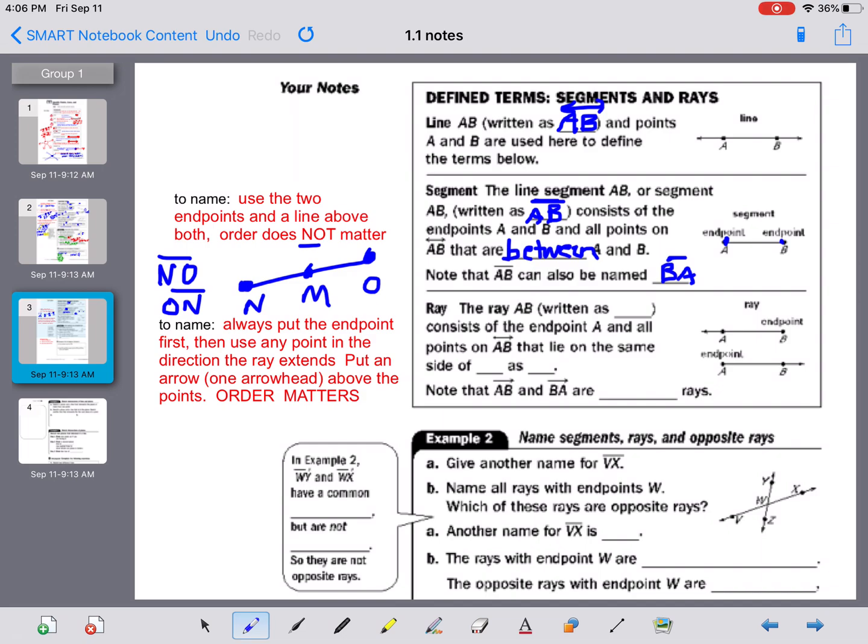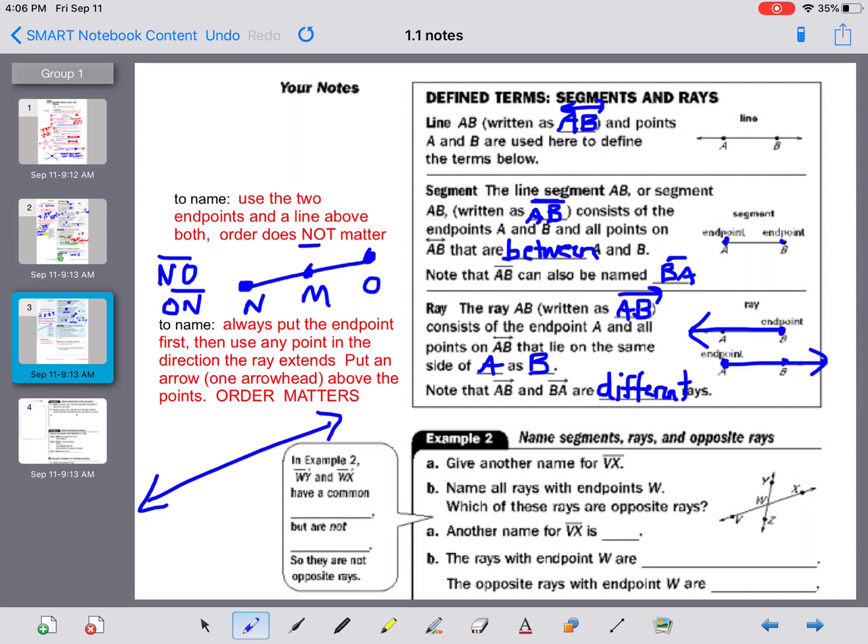Ray AB can be written as AB with an arrow above it. It consists of the endpoint A and all the points on ray AB that lie on the same side of A as B. Okay, so here's ray AB. It starts here and it goes through B and it keeps going. It doesn't stop. Starts at A and keeps going through B. But think about it. I can't flip the letters, because if I started at B and went through A, are those rays going the same direction? And the answer is no. So AB and BA are different rays. They are not the same, so order definitely matters, okay?